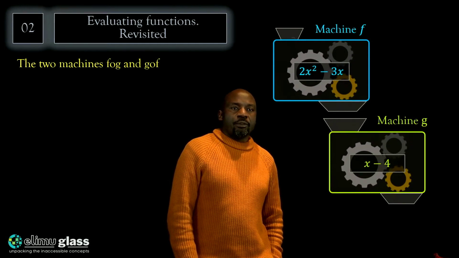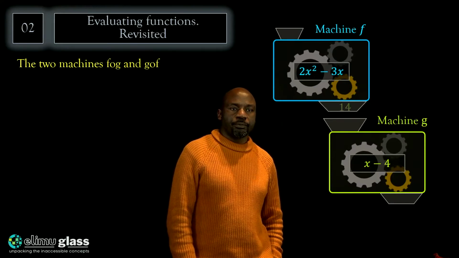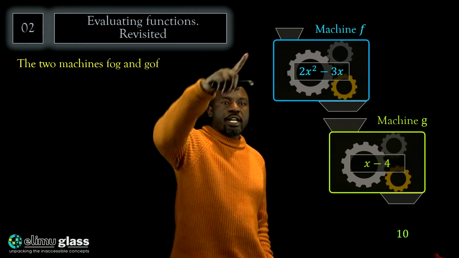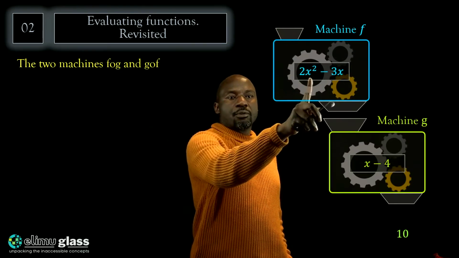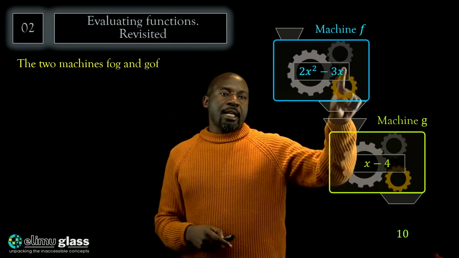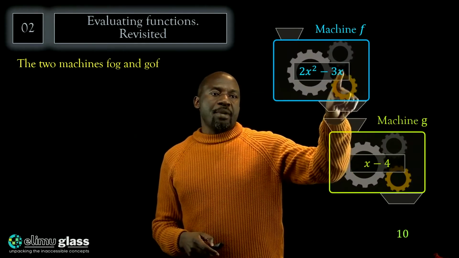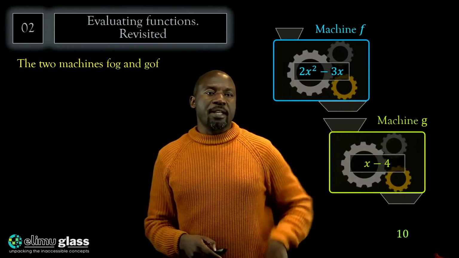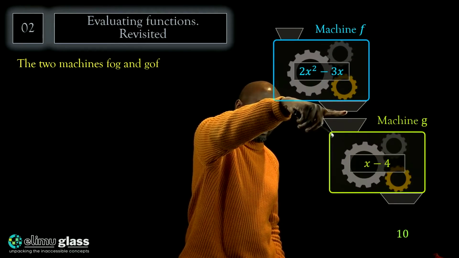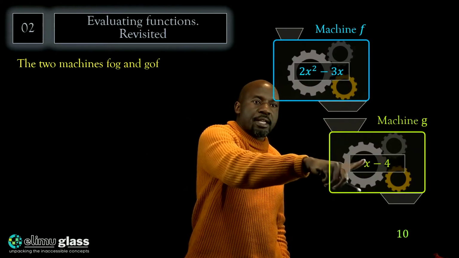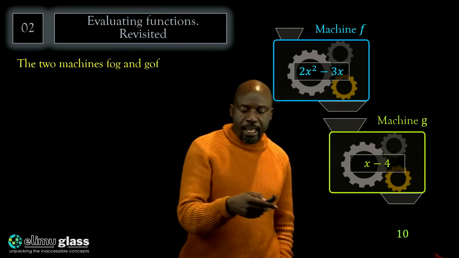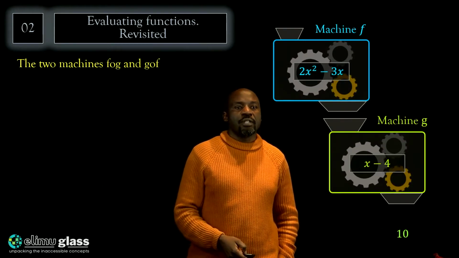Okay, here we go. If we put negative 2 there, negative 2 squared is positive 4, times 2 is 8, and minus 3 times negative 2 makes this positive 6. So 8 plus 6 is 14. That's why 14 came out through that first machine. Then we feed 14 into the second machine. Then we have 14 minus 4, which gives me 10. So that's how we end up with the 10 for the second machine.